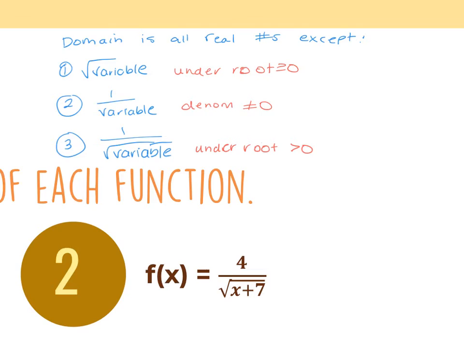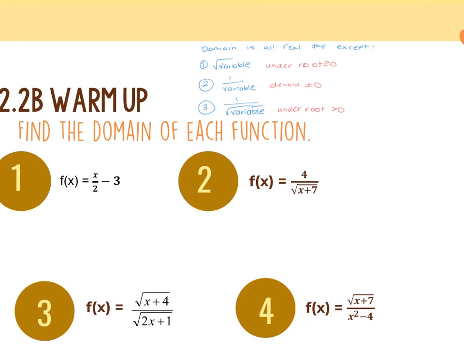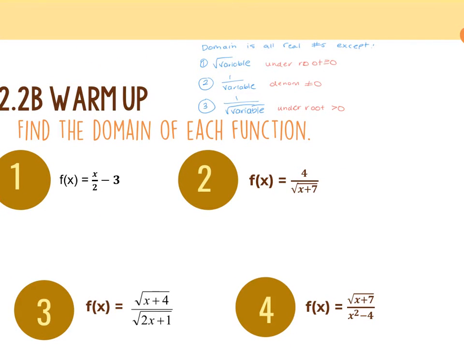So if you look at number 1, is there a variable in the denominator? No. Is there a variable under a square root? No. Is there a variable in the denominator under a square root? No. So this is all real numbers. Even though there's a fraction, the variable is not in the bottom of it, so it's fine.